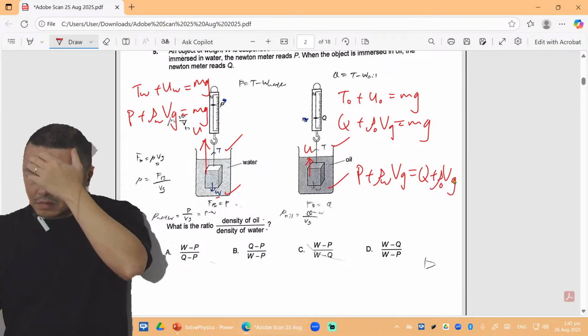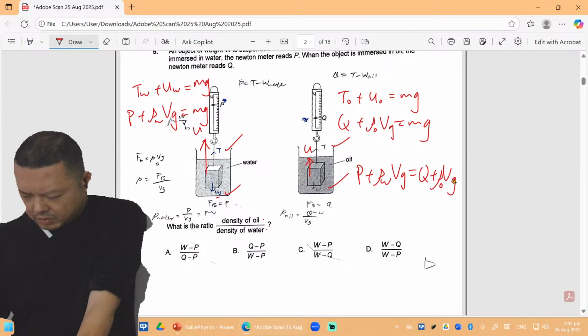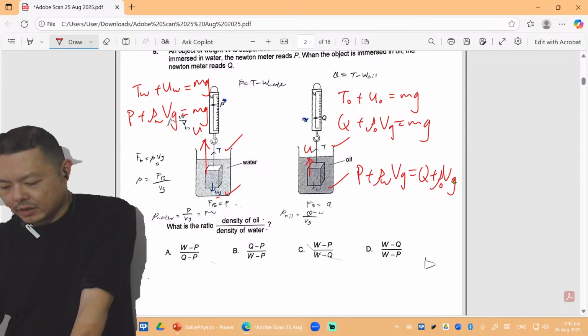Oh yeah, I will be stuck, right? Yeah, so rho W equals mg minus P over Vg, and then rho oil equals mg minus... okay, the mg, the W must be still there. So that's annoying. Oh, I see. So you can't do this, yeah.